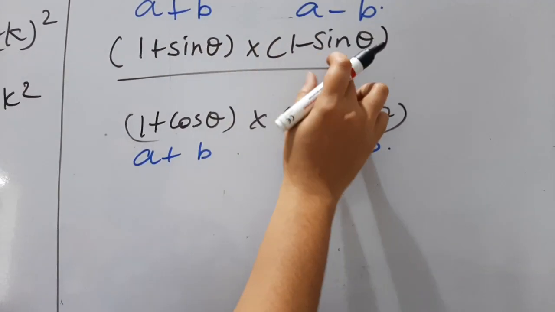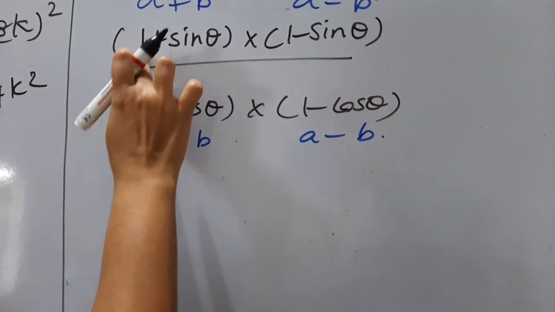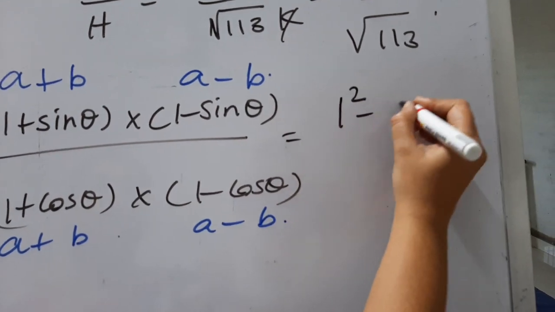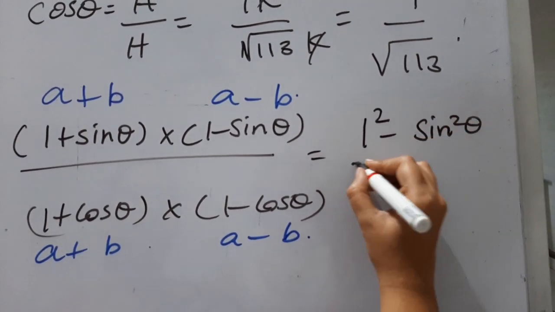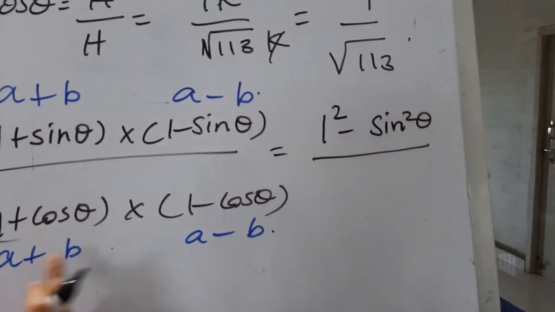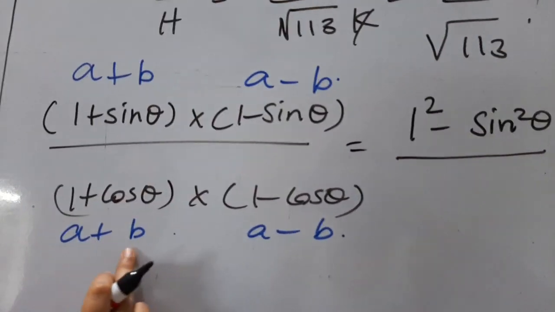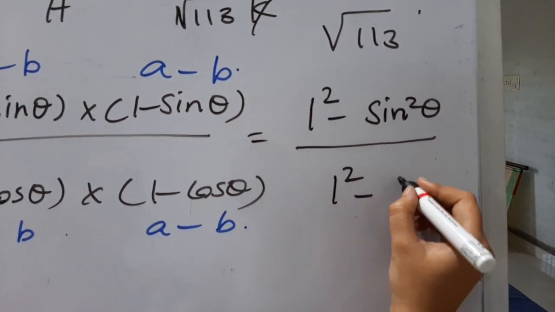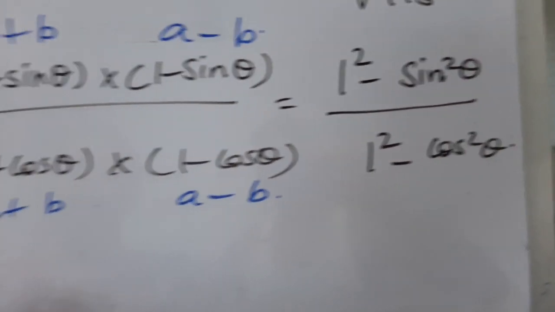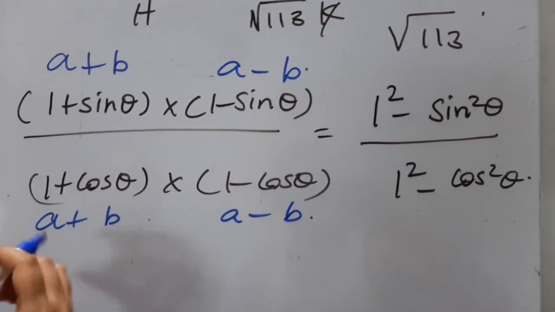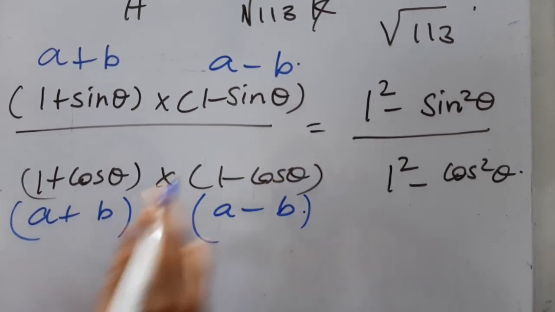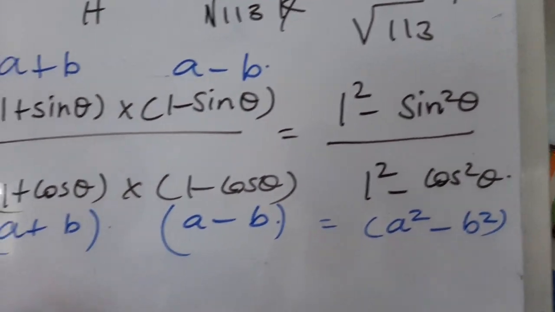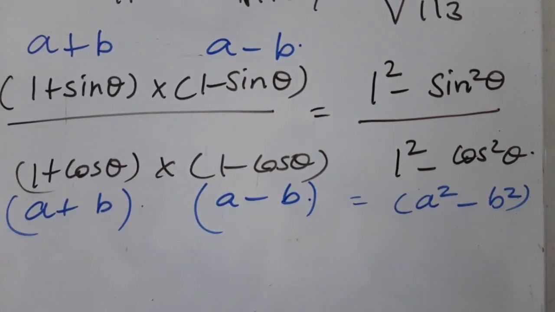So in your numerator, you have two terms in the form a plus b, a minus b. When I convert, I get 1 square minus sine square theta, divided by the denominator. Also in the denominator I have two terms in the form a plus b, a minus b. When I convert, I get 1 square minus cos square theta. So the algebraic identity a plus b into a minus b equals a square minus b square is used for both the numerator and denominator.